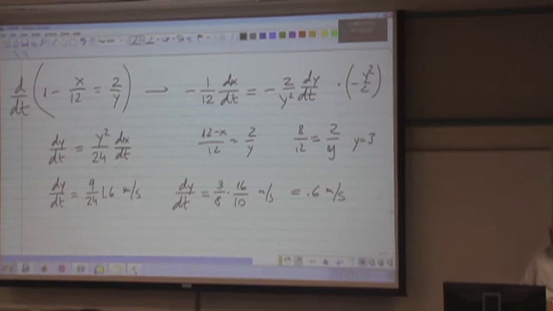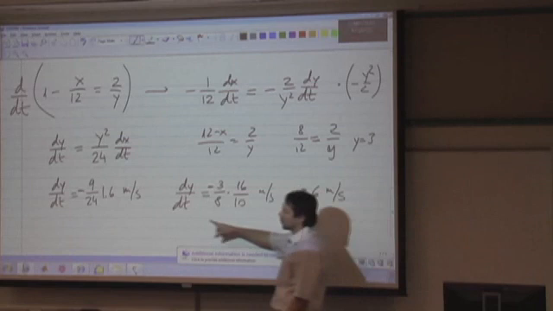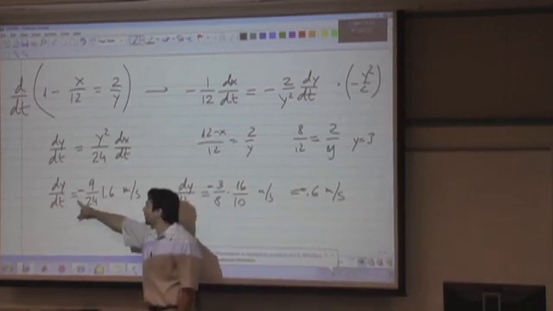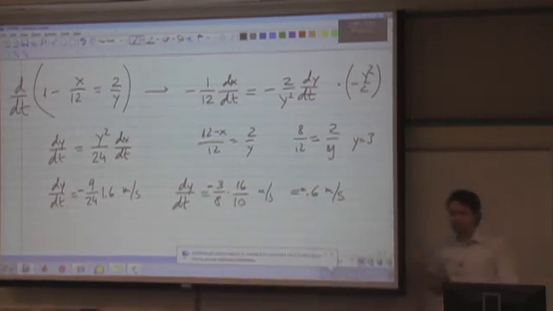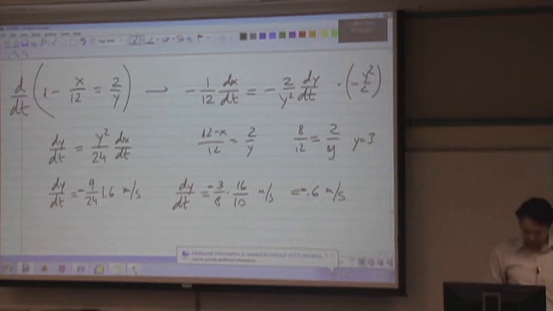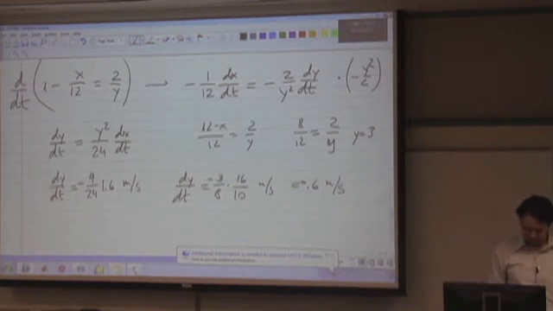Yes, it should be negative. Oh, the reason why I have it wrong is because, remember, dx over dt is minus 1.6 meters per second. I forgot about the minus from minus 1.6. Is this making sense? Yeah. Okay.